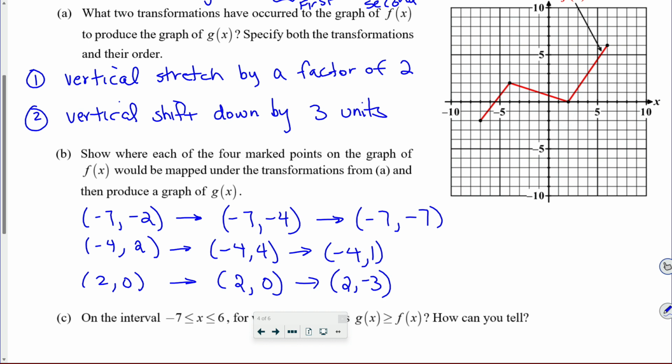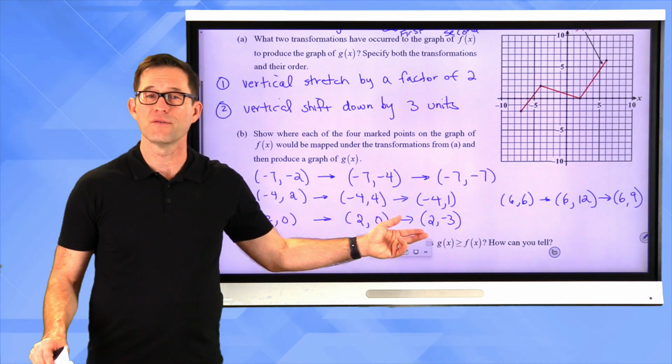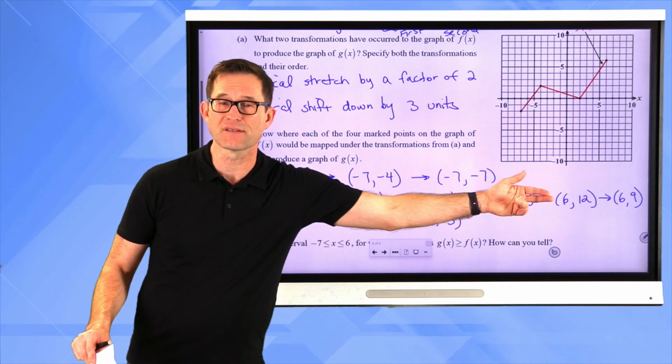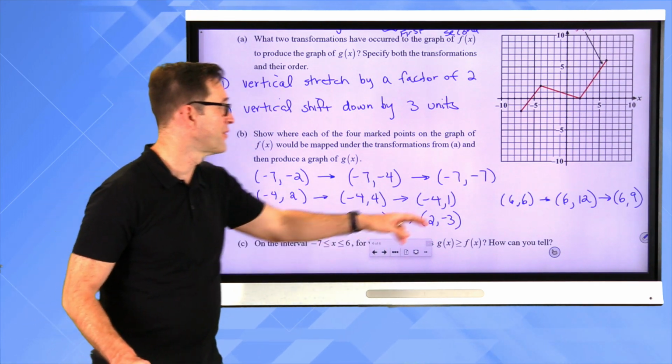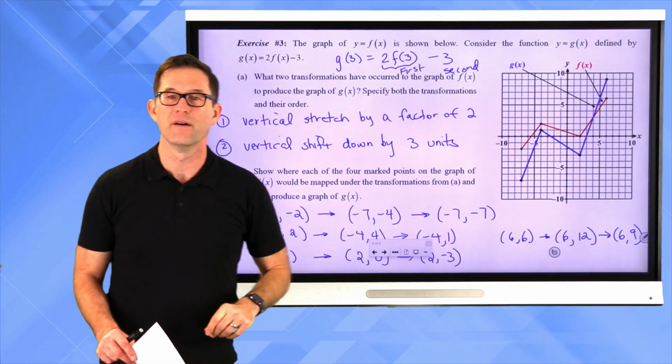And finally, the last point, which is at (6, 6). Originally, when we dilate by a factor of 2, it'll become (6, 12). And then when we shift that down 3, it'll go to (6, 9). We can use those 4 points now, the points (-7, -7), (-4, 1), (2, -3), and (6, 9), to actually graph the following. And there is my graph of g of x.